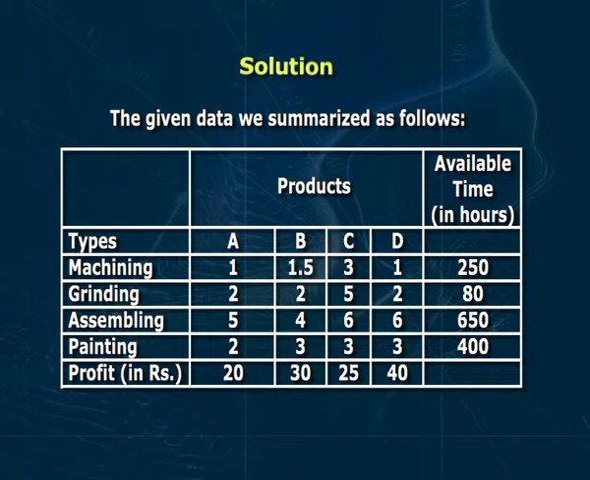Now, in this table we write the profit due to the different types of product and the available times for different types: machining, grinding, assembling and painting in the last row and the last column. Using this slide, let us prepare the model for the given problem.